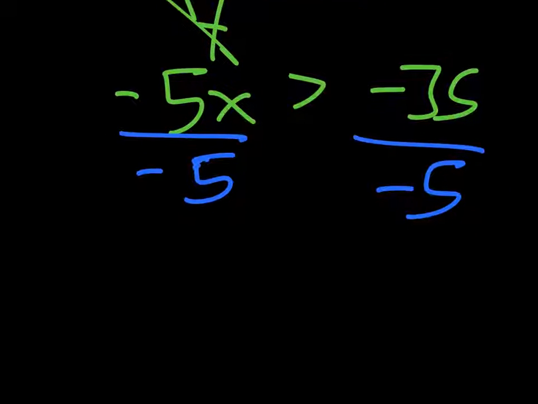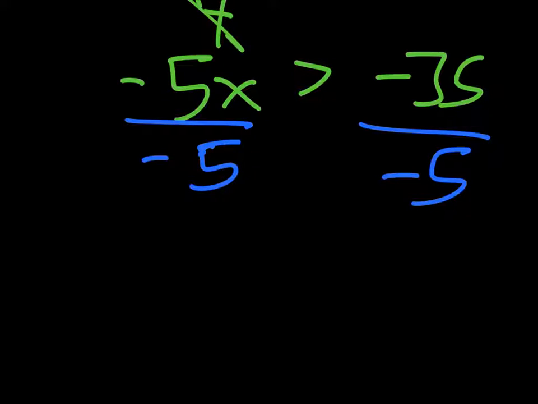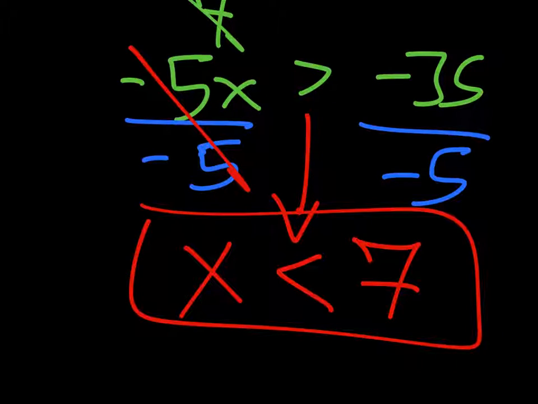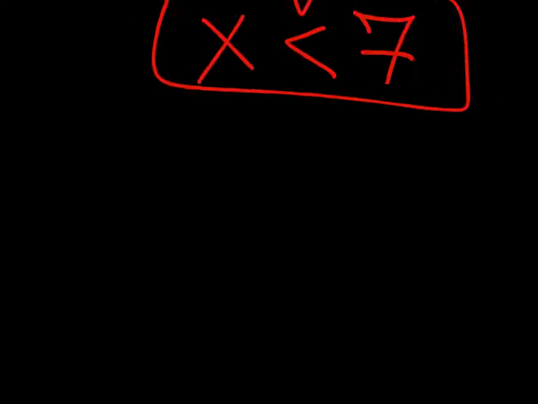Now we divided by a negative 5. Hence, we need to switch this to face the opposite direction now. Negative 5 divided by negative 5 cancels out, leaving just x. Negative 35 divided by negative 5 gives just 7. This is your final answer. There we go.